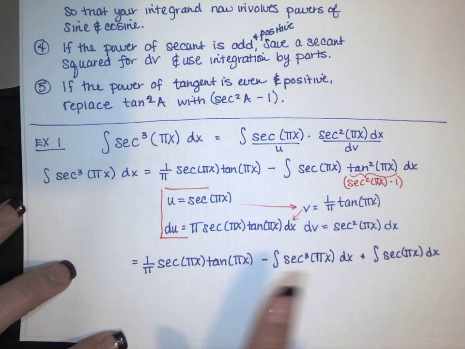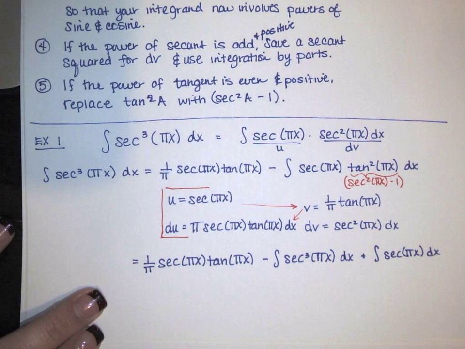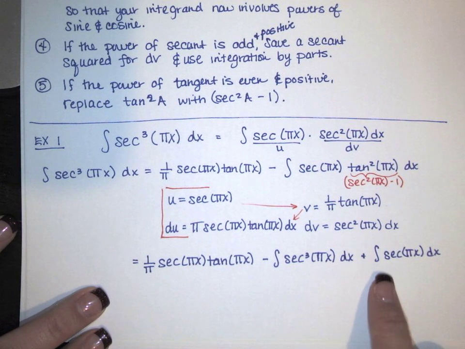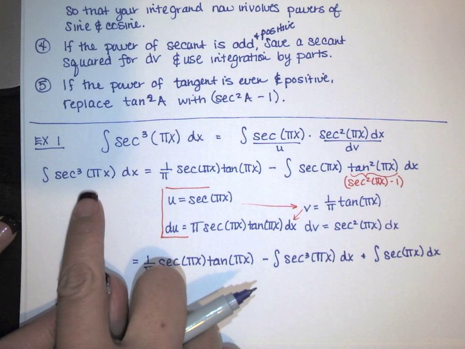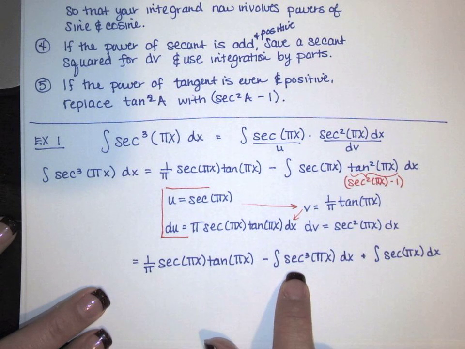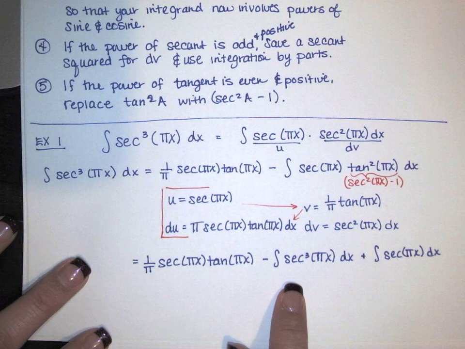Now notice you've got a secant cubed of pi x on this side and a secant cubed of pi x on this side. Sometimes I would worry about that. Sometimes I would say, uh-oh, am I doing something that's circular? Are all of these going to cancel out, and eventually I'm just going to be left with integral of secant cubed equals integral of secant cubed. Now, that could happen, and I would be worried if that was a plus secant cubed and not a minus secant cubed. But notice it's a minus secant cubed.